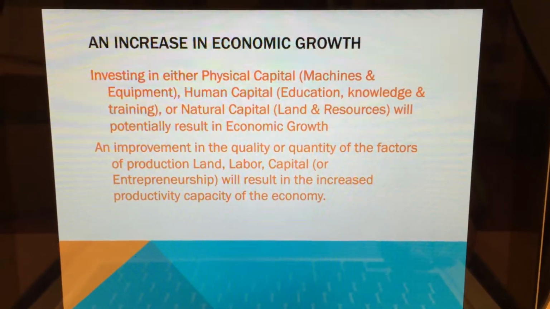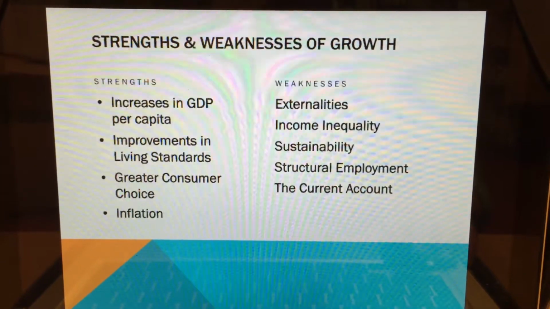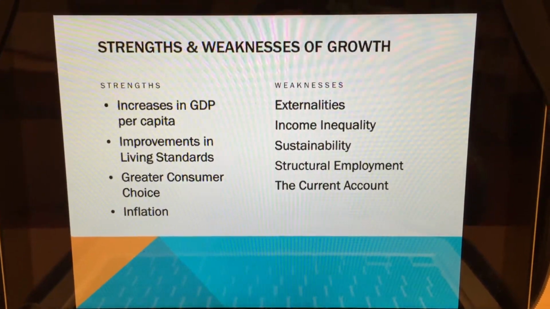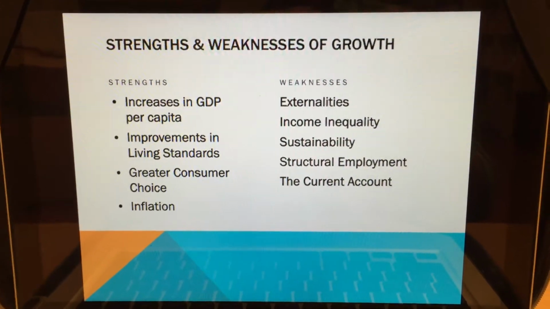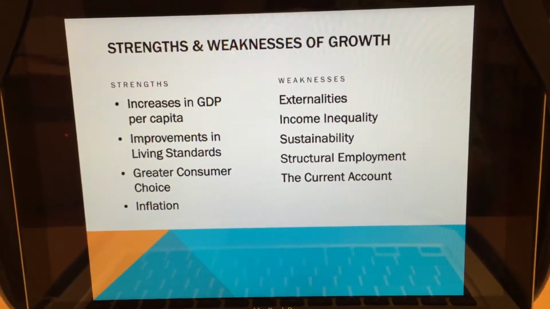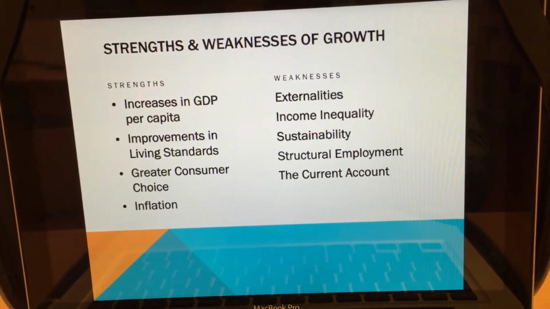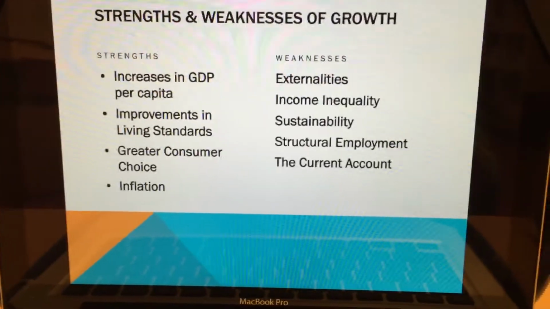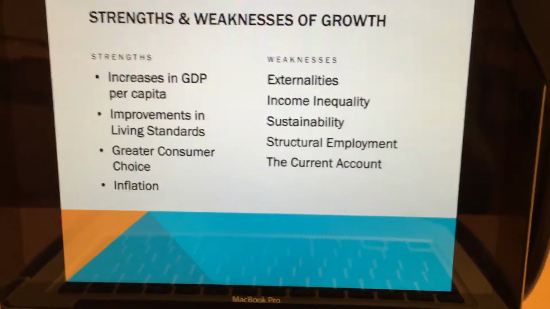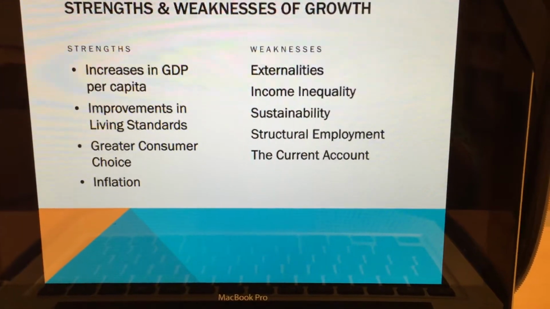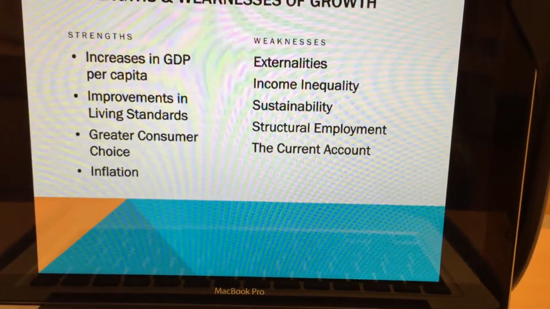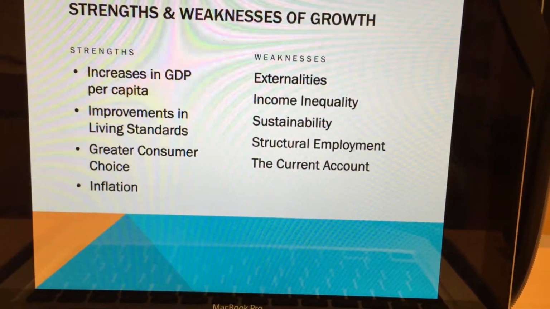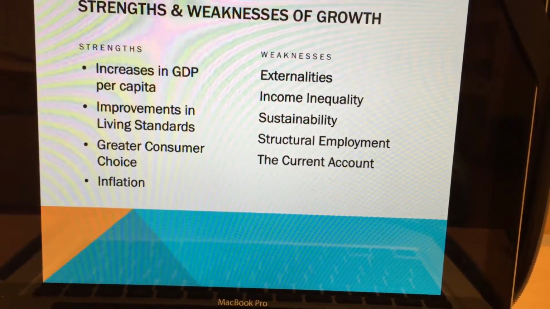And finally, the last little thing you need to know is the strengths and weaknesses of economic growth. Because there are good and bad things about economic growth. They're not all just good. Yes, obviously we have increases in GDP per capita as stated right here, and hopefully improvements in living standards as well, which are good things. Again, as the economy expands, generally we also have greater choices for consumers. Consumers have wider access to a variety of goods and services, which is great. And that is usually accompanied with a little bit of inflation.